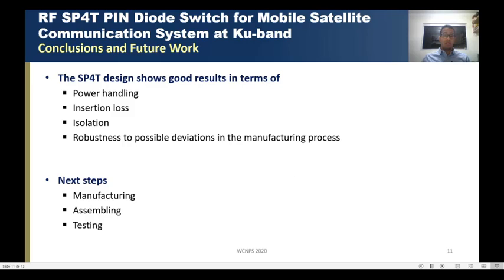In conclusion, the SP4T design showed good results in power handling, insertion loss, isolation. It showed some robustness to possible deviations in manufacturing. Well, the next steps are manufacturing the circuit itself, assembling it, and after that also testing to verify that our conclusions are correct.